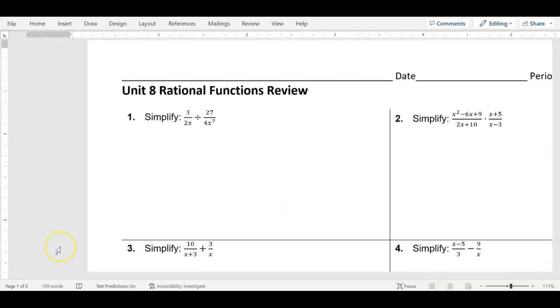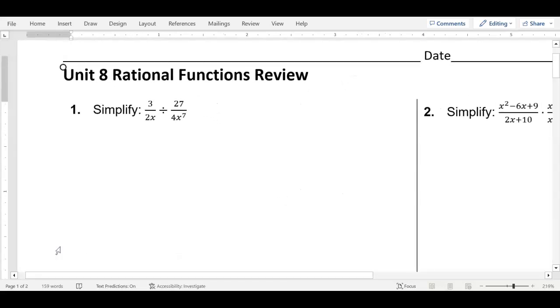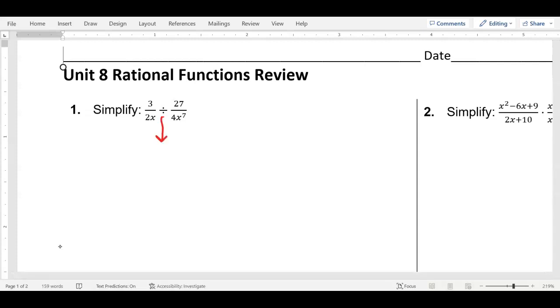Alright, our Unit 8 review for rational functions. If you are dividing two fractions, you want to turn it into multiplication, and then you want to flip this fraction, find the reciprocal. So 3 over 2x is going to be multiplied by 4x to the 7th over 27.